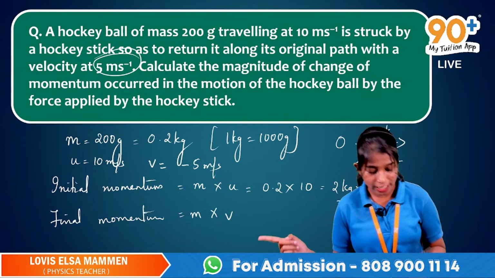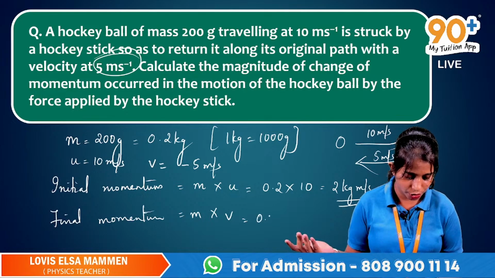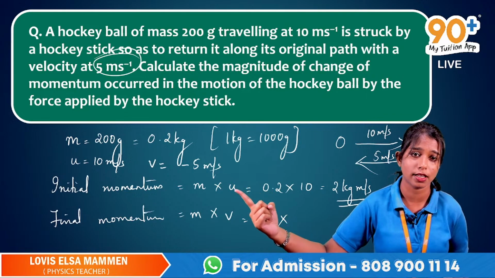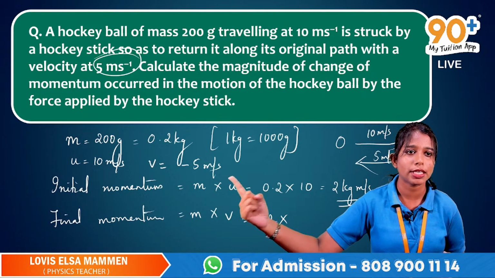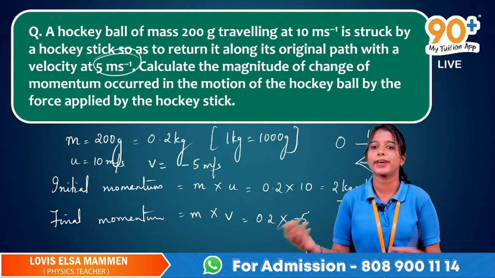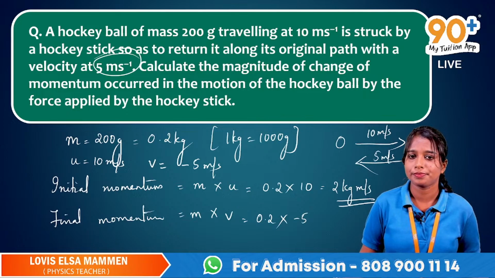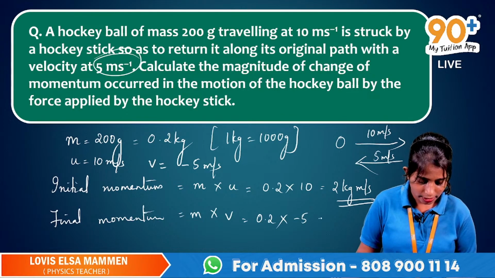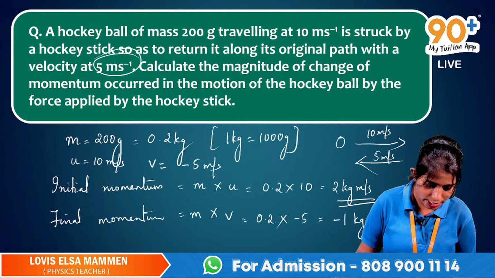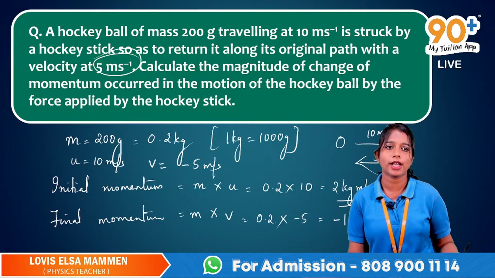Now, what is final momentum? Mass is the same, 0.2, into final velocity, which is minus 5 meter per second. So 0.2 into minus 5 is minus 1. Take the sign also. It is minus 1 kilogram meter per second.